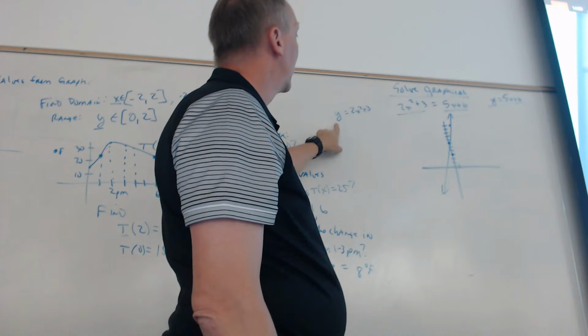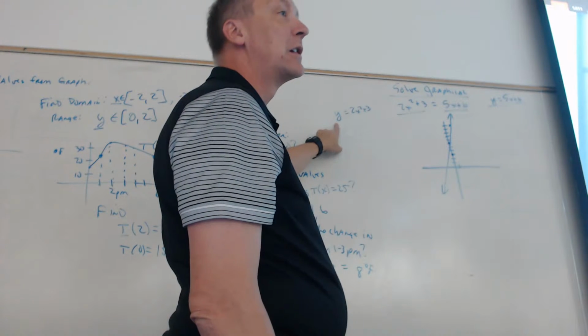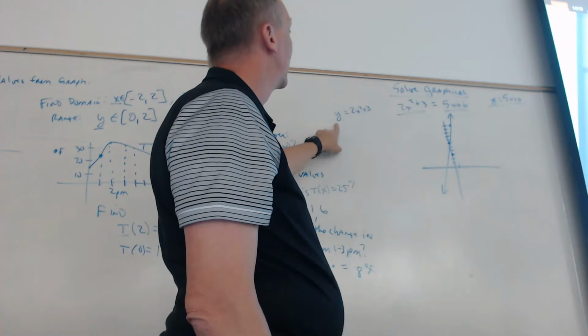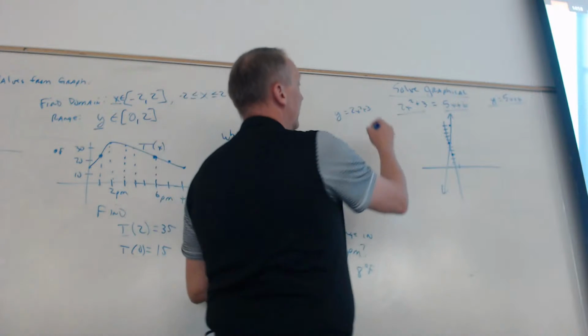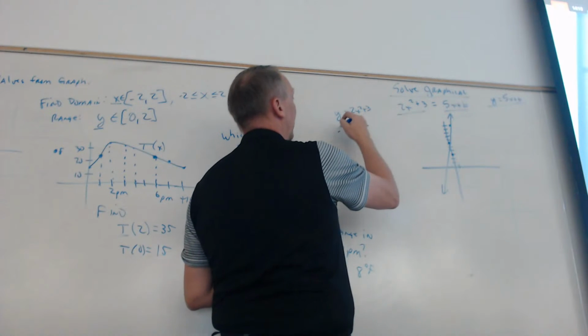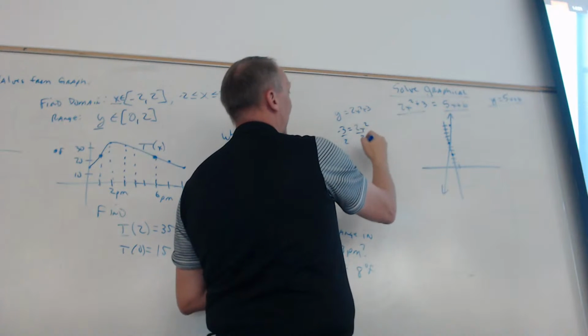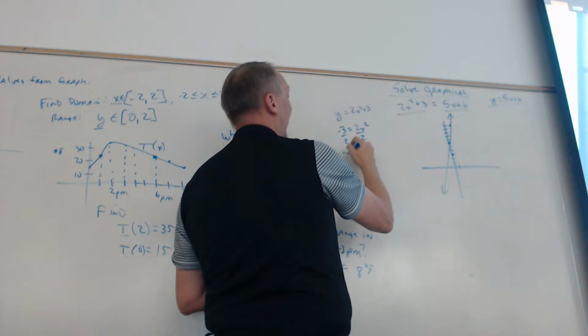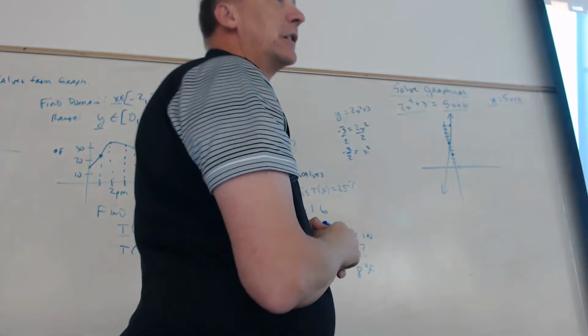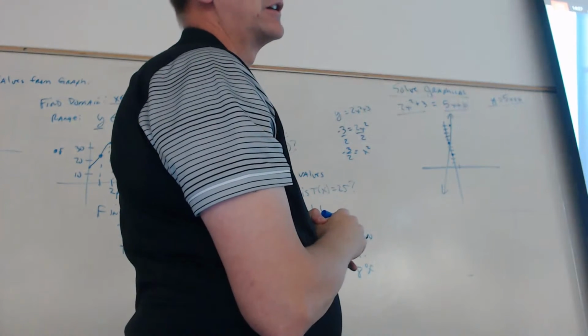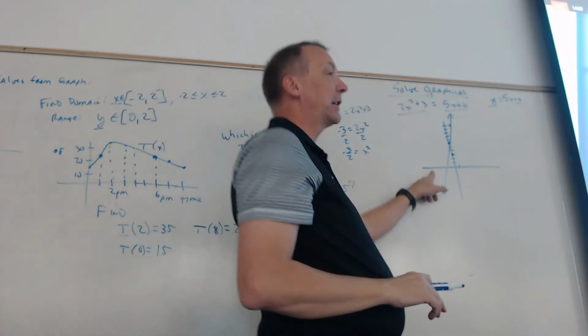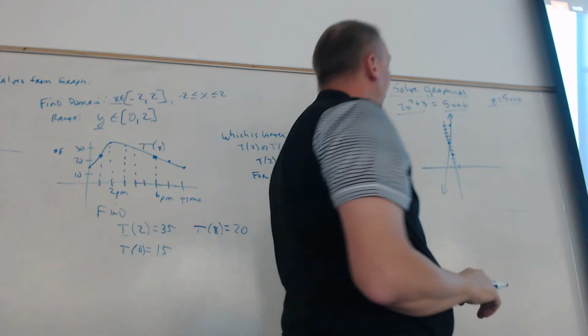Y is 0? Yeah. So you have 2x squared equals -3, right? Divide by 2. X squared equals -3/2. Is that possible? What does that mean? Is it going to ever cross this axis? No, it's not. Okay?